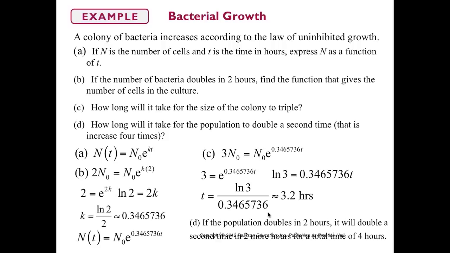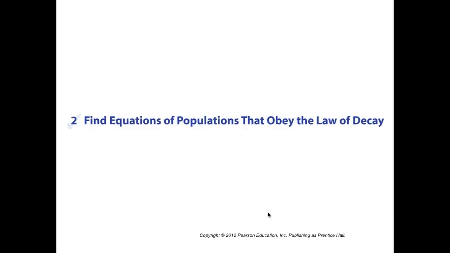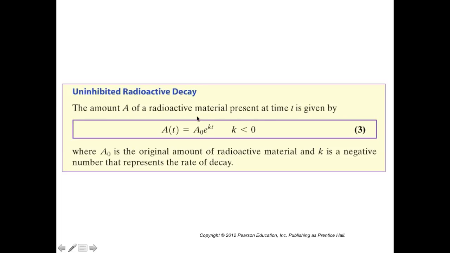Okay, a colony of bacteria increases according to the law of uninhibited growth. If n is the number of cells and t is the time expressed in hours, express n as a function of t. And then we want to say if the number of bacteria doubles in 2 hours, find the function that gives the number of cells in a culture.